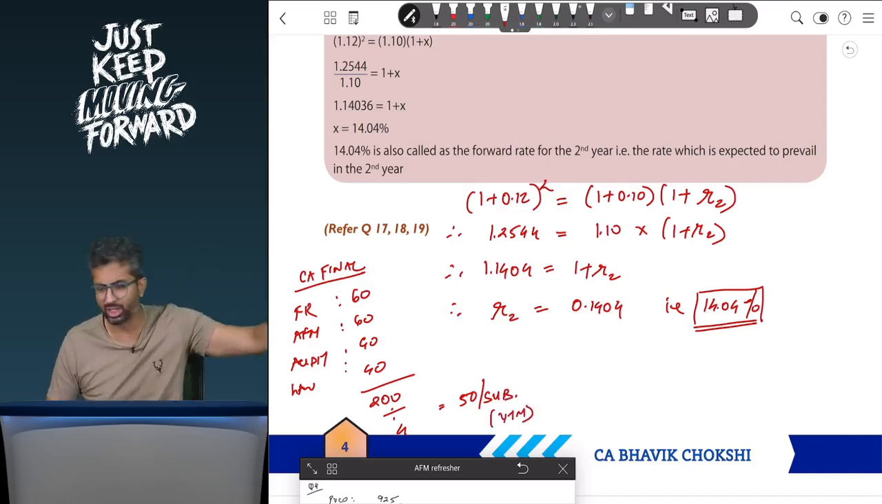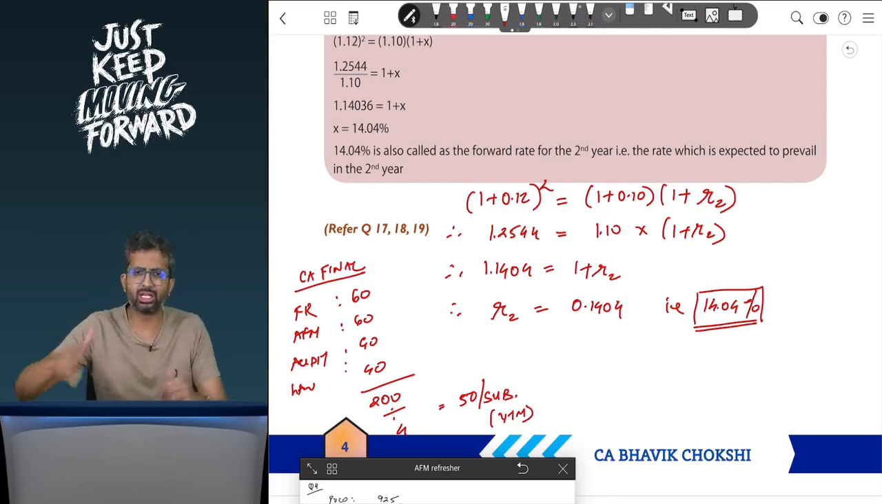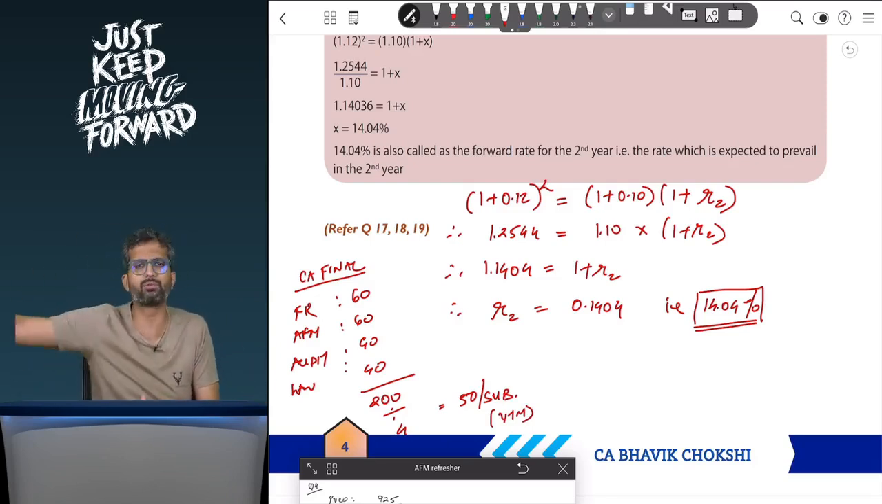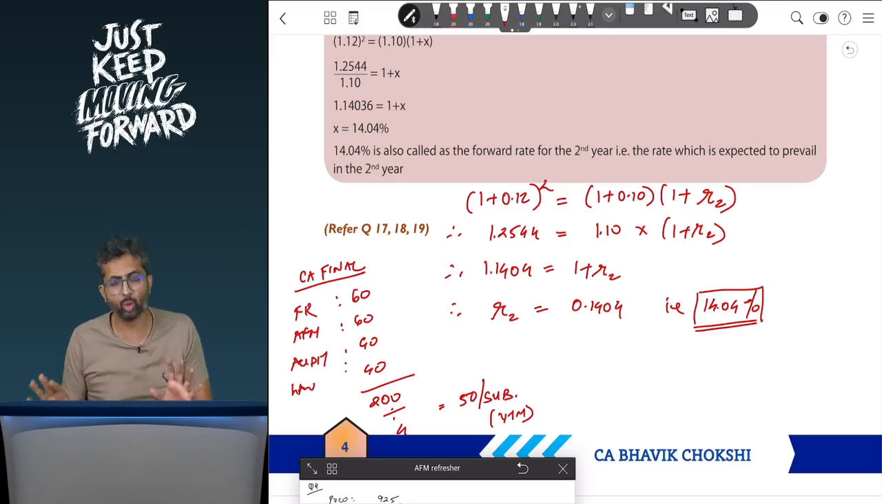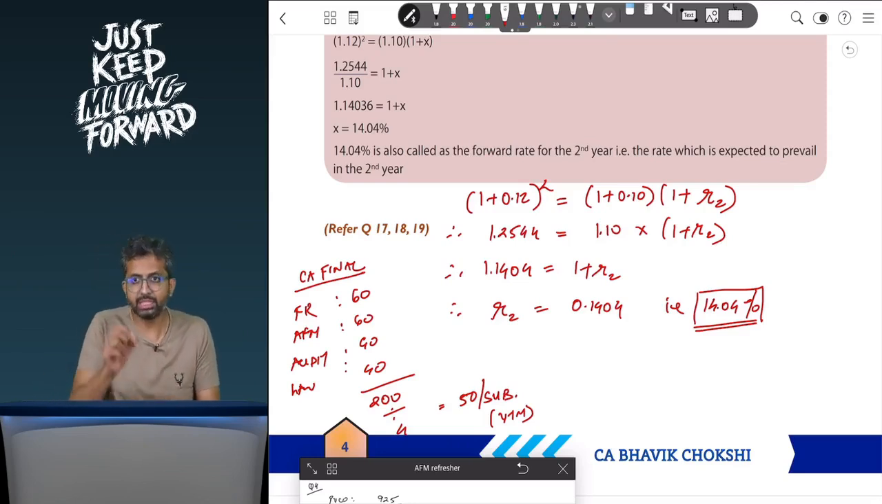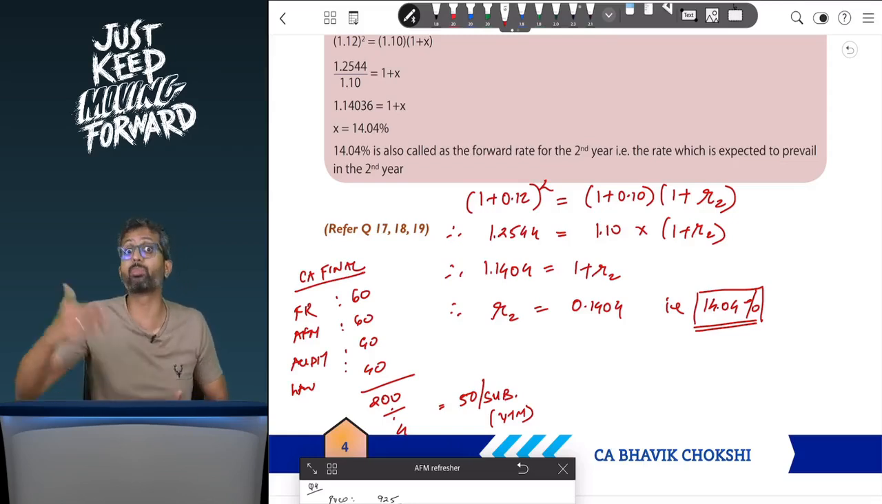If there are 4 years, hypothetically in each of the 4 years it will be 50, 50, 50, or each of the 4 subjects it is 50, 50, 50. Forward rate, on the other hand, says there are 4 years, that is 4 subjects, so how much is the mark in each? In the first year you have 10%, in the second year you have 14.04%.